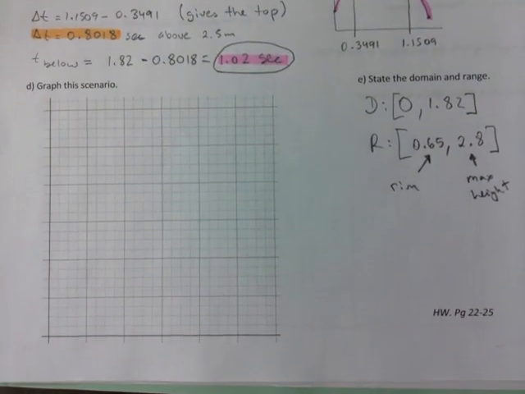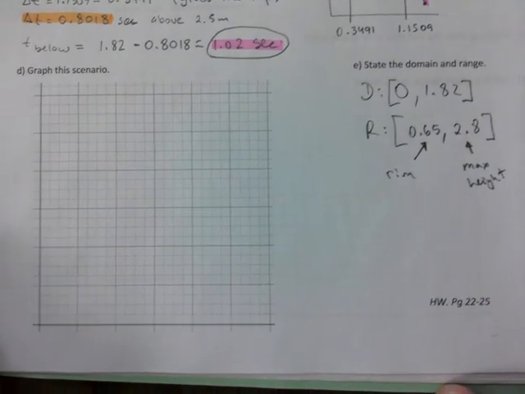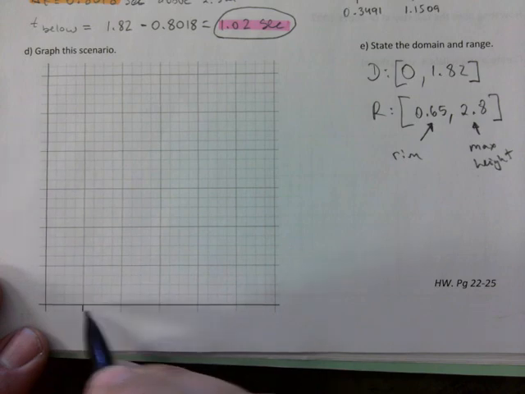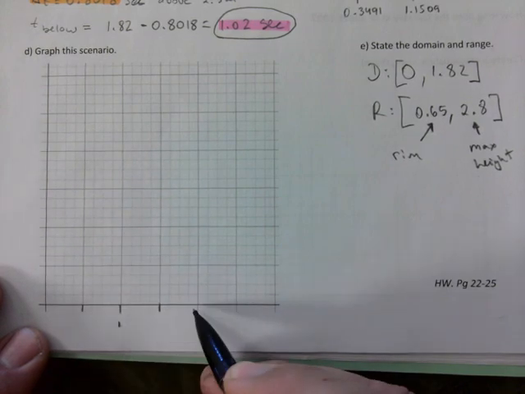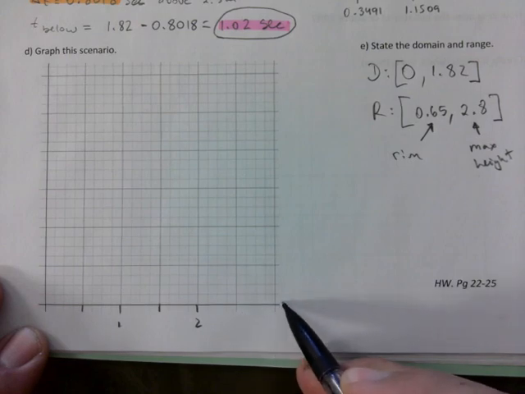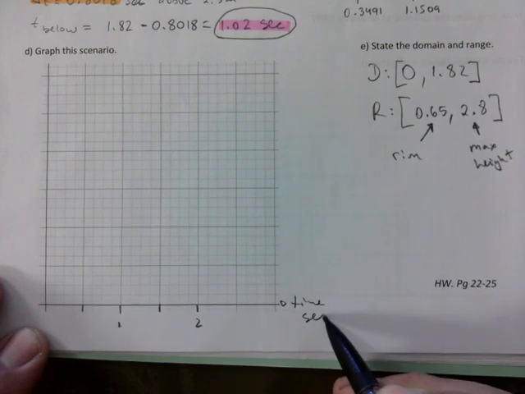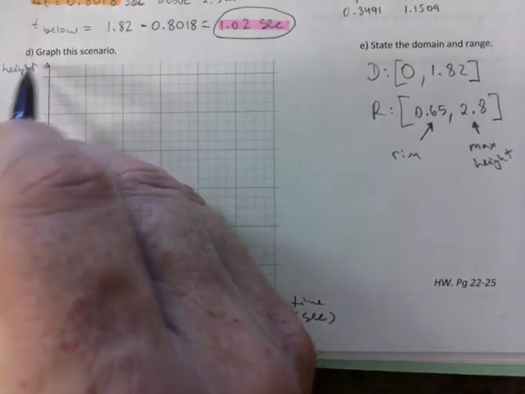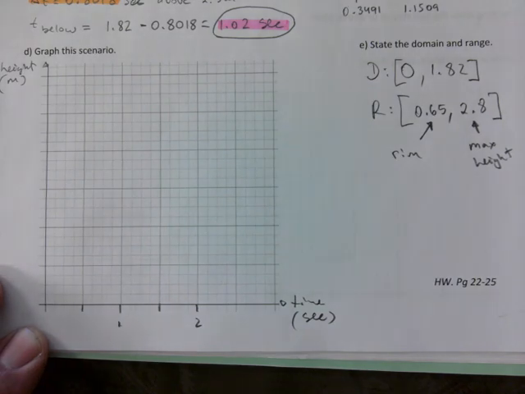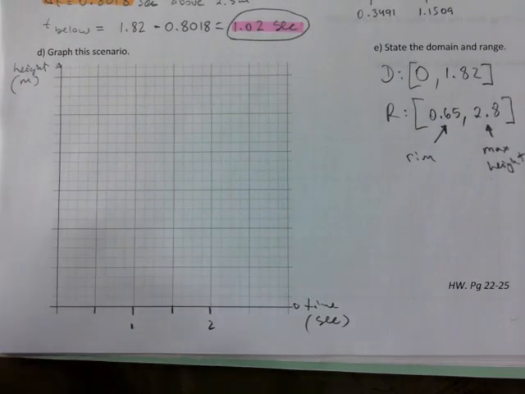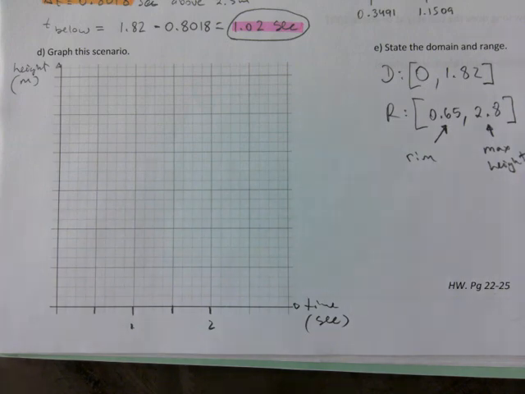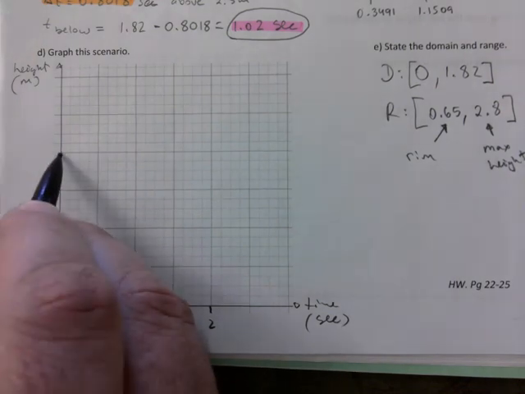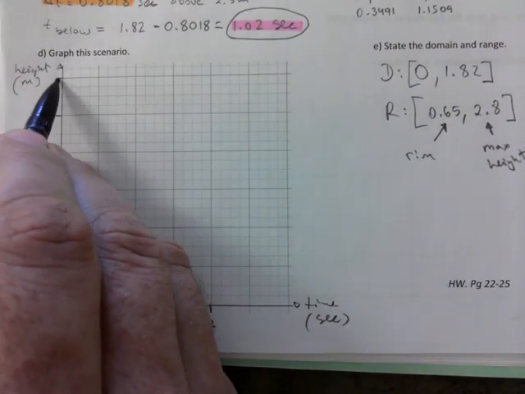And let's quickly graph this. I need to go all the way out to at least 2. So I'm going to go half, 1, 1.5, 2. That's good enough. This is time in seconds. This is height in what? Meters, right? Not yards, not feet. You got to make sure you get that right. And I need to go all the way up to, my highest is 2.8. So I'm going to go half, 1, 1.5, 2, 2.5, 3.